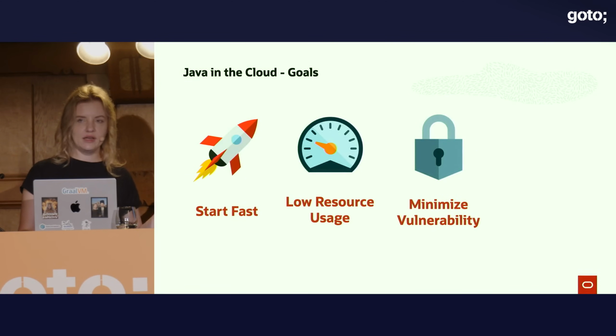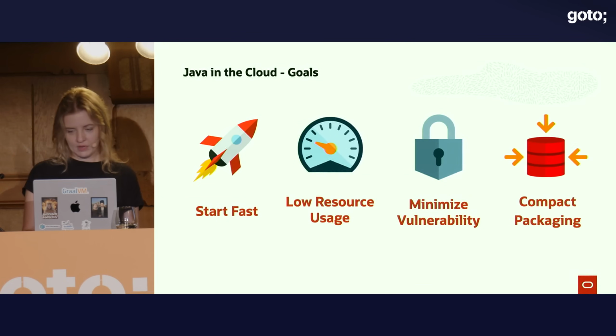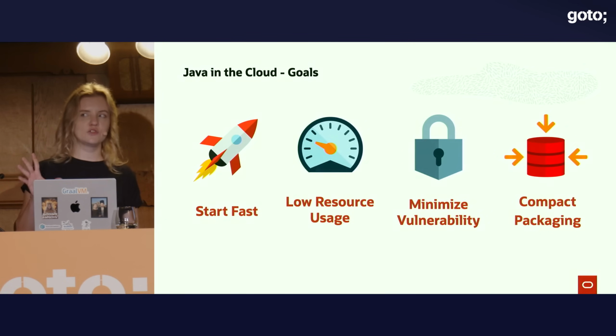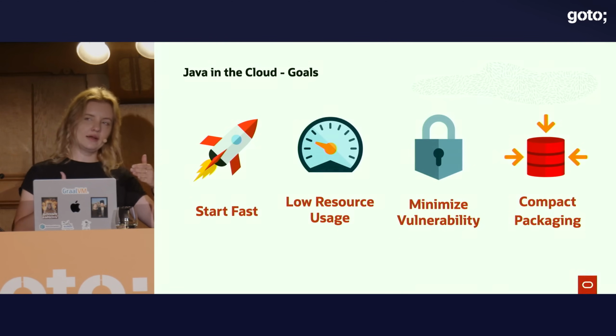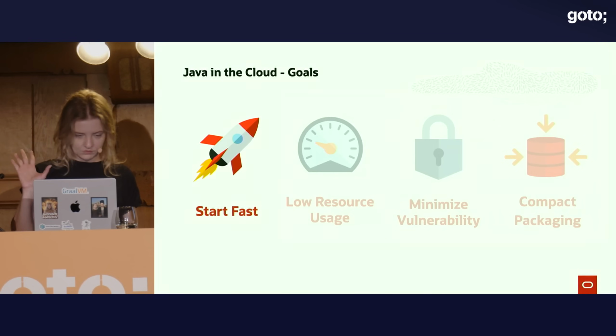And minimizing vulnerabilities is a goal that we probably have no matter where we deploy applications, but it applies to the cloud as well. We'll also talk about how GraalVM and Native Image specifically can make your applications more secure. Last but not least, you might want to optimize for compact packaging size, because this means that you can have smaller, more compact images that once again are easier to scale, but also easier to deploy. And if you can reduce this packaging size, that will also be a great goal for the cloud. So let's see how GraalVM fits here and how it can help you achieve any of those goals.